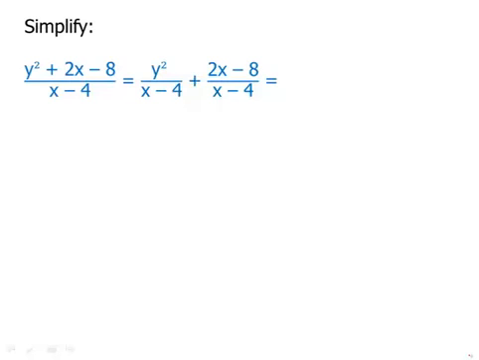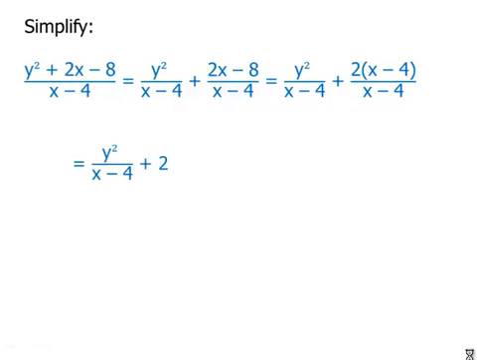So we get y squared over x minus 4, and we get 2x minus 8 over x minus 4. Well, notice in that second fraction, we can factor out a 2 in the numerator, and we get 2 times x minus 4. Well, the x minus 4 and the x minus 4 cancel, so the first fraction, we can't do anything with that. We can't simplify it at all, but the second part just becomes plus 2. So sometimes it's very useful to separate a fraction out by addition or subtraction in the numerator, and then simplify one piece of it.